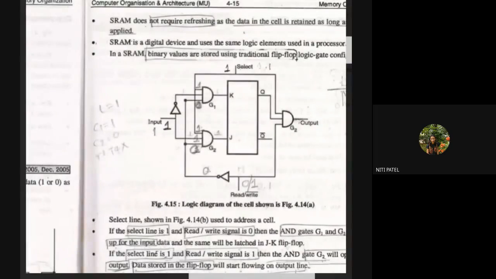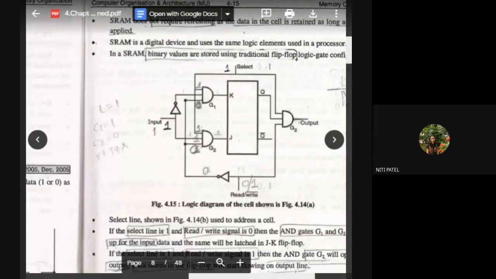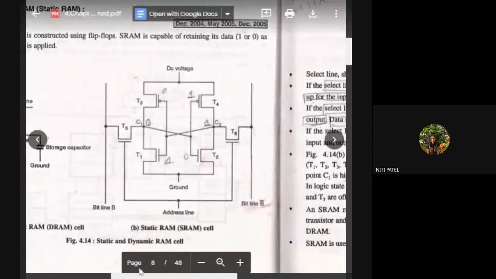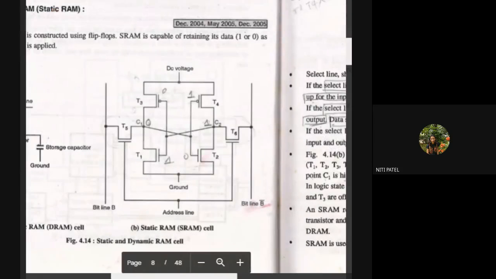So what I am going to do is, when I give an input, along with this input, your select line will activate. Your select line will also give some input to your AND gates, that is G1 and G2. Along with that, your read write line will also give some inputs to G1 and G2. After that, G1 and G2 will work with this JK flip flop, and then it will generate the output. So from the diagram, what you can see is your SRAM uses the concept of a flip flop. That means your SRAM cell stores your data inside the memory in the form of a flip flop.